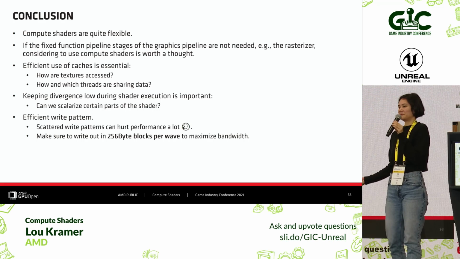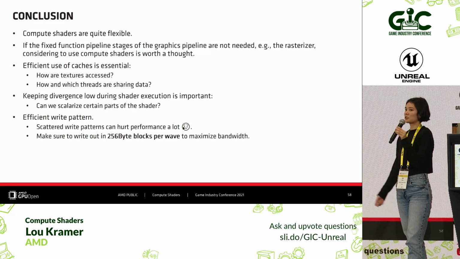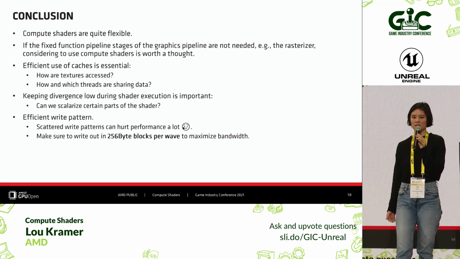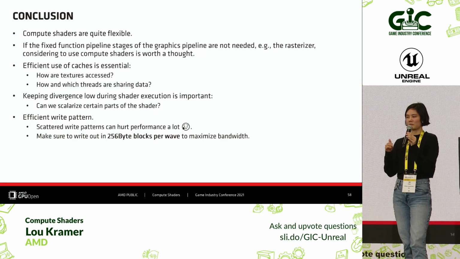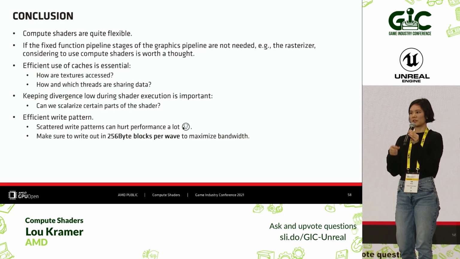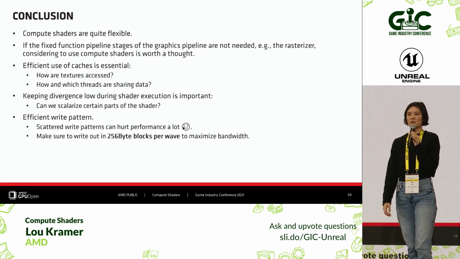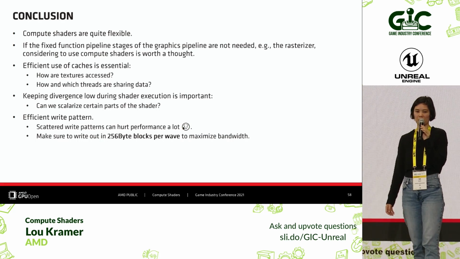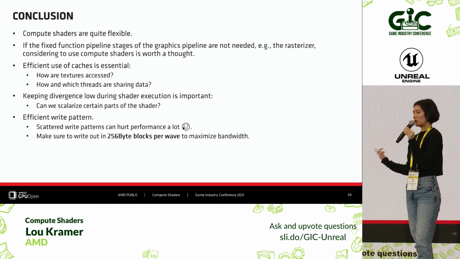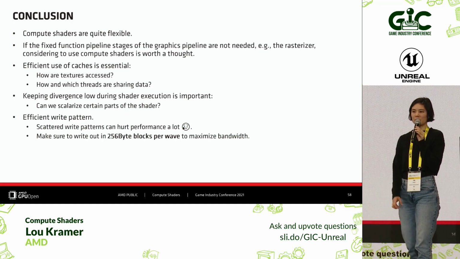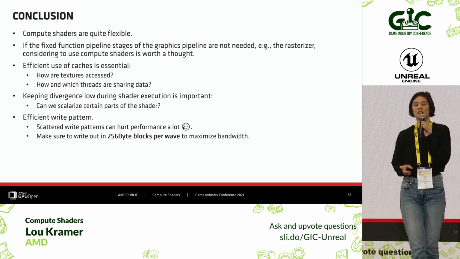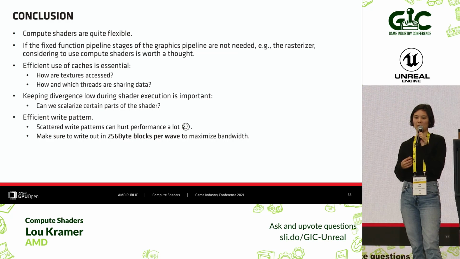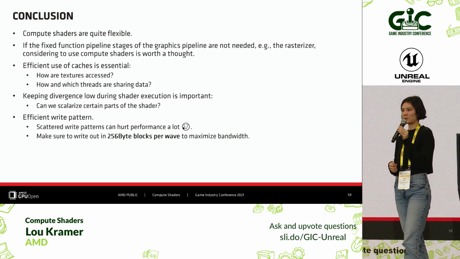Then, of course, keep divergence low. It is super important. If you can, try to scalarize your computations, to make sure that every thread in a single wavefront is accessing the same branch, so that you load from one single resource and not from 32 different ones. And then if you write out to your output target, to your UAVs, make sure you have an efficient write pattern. For RDNA 2, this means try to write in contiguous 256 byte blocks per wave, because this really can help to maximize bandwidth.